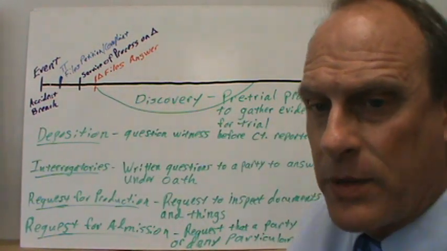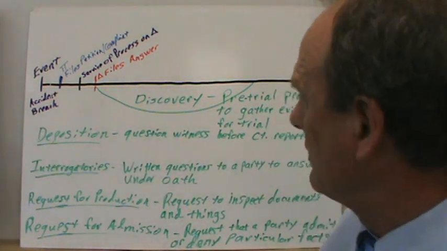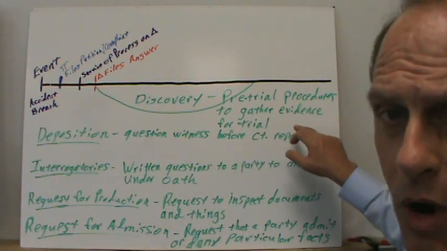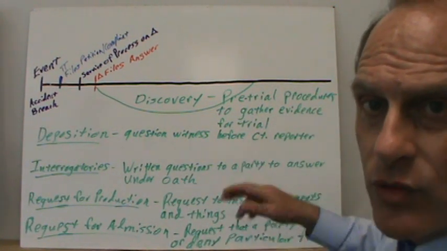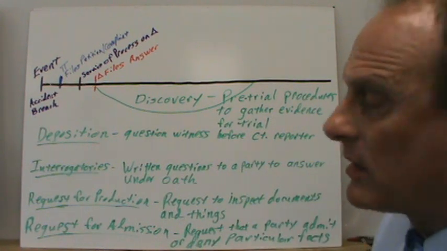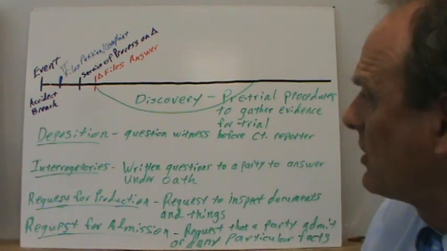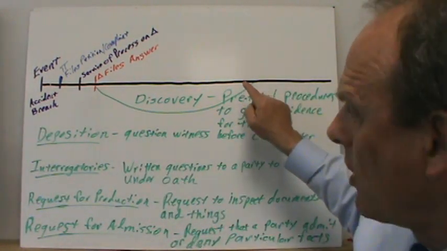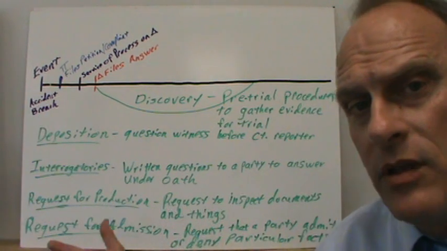Following that, we have this period called discovery, and that's where both parties, through their lawyers, if they have lawyers, gather evidence in preparation for trial. And you can request evidence from the other side. But this period of discovery takes up most of the timeline of a lawsuit. How do we gather this evidence?